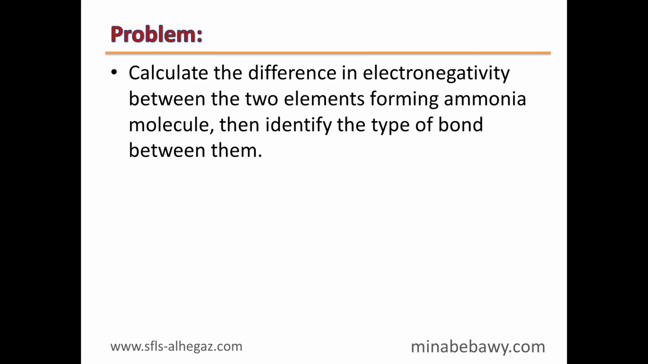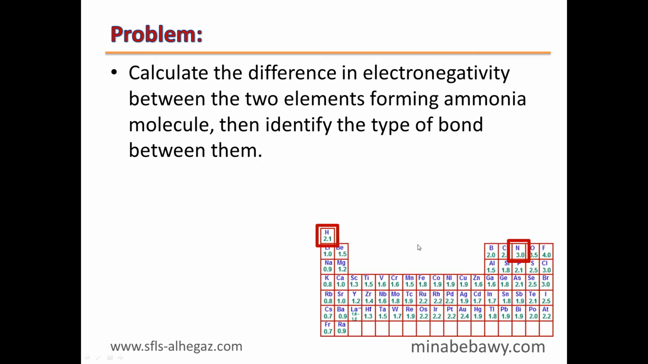Problem: calculate the difference in electronegativity between the two elements forming the ammonia molecule. Then identify the type of bond between them. First, we have to know the chemical formula for ammonia. The chemical formula for ammonia is NH3. So we have to calculate the difference in electronegativity between hydrogen and nitrogen.